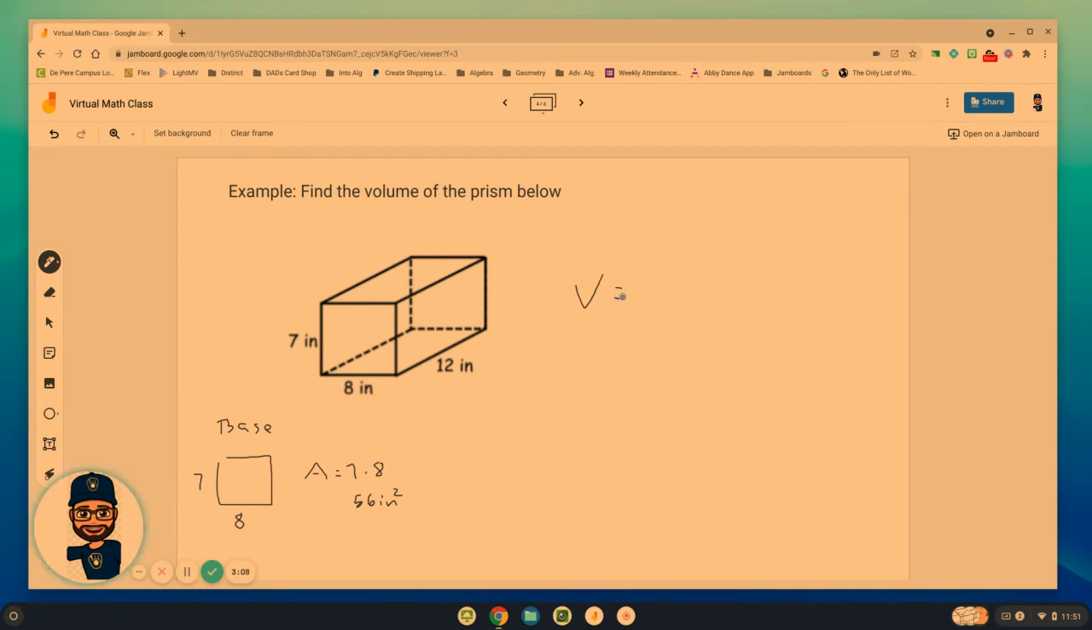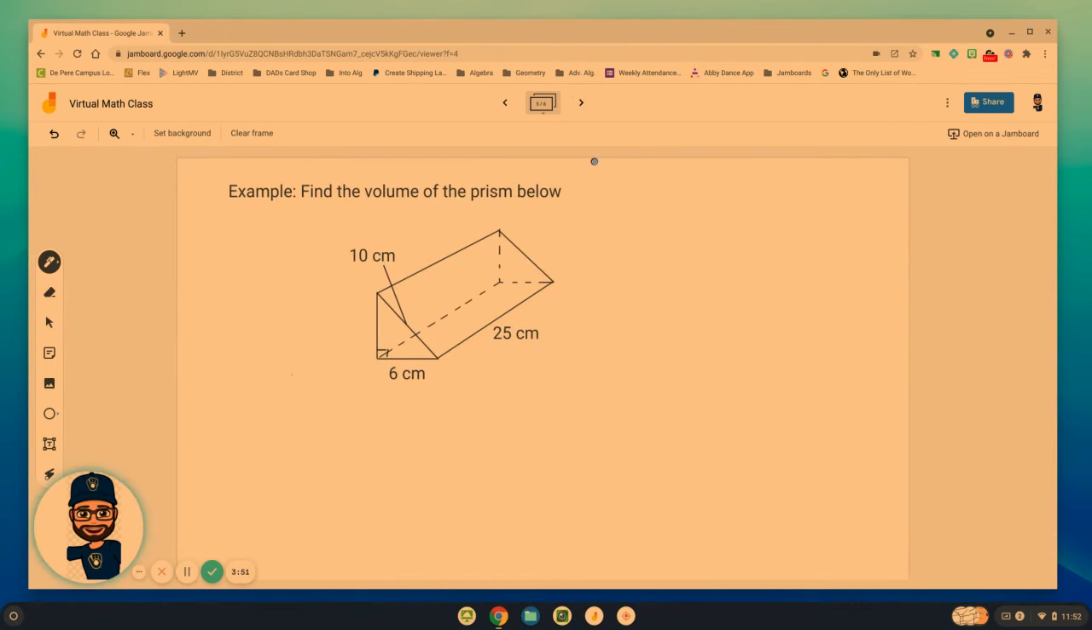So volume here is going to be capital B times H. We just found capital B to equal 56. How far apart are the front base and this back base? 12 inches. So we can calculate 56 times 12, or 672 cubic inches. So we start by finding the area of the base. In this case, it was just a rectangle, and we multiply it by the height between those two bases.